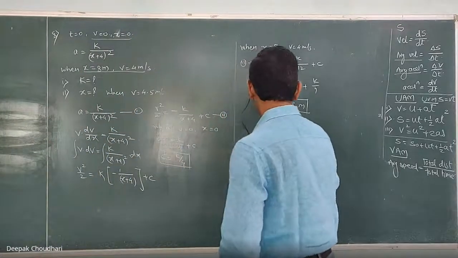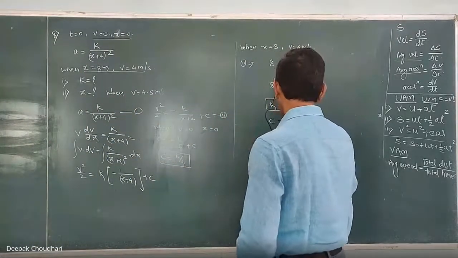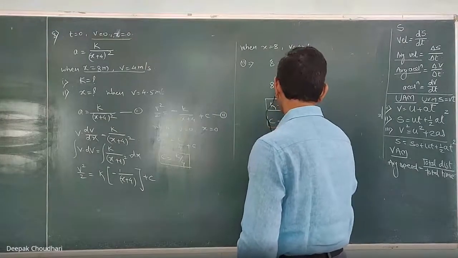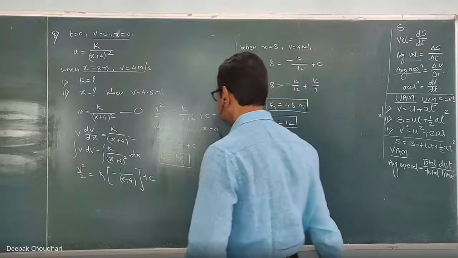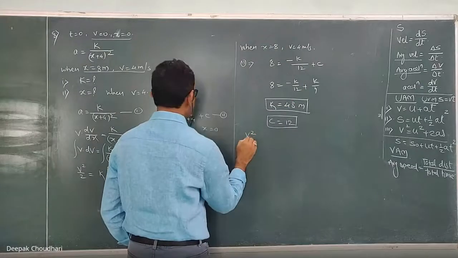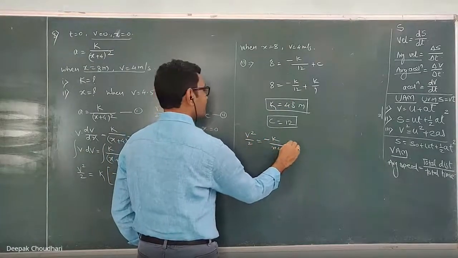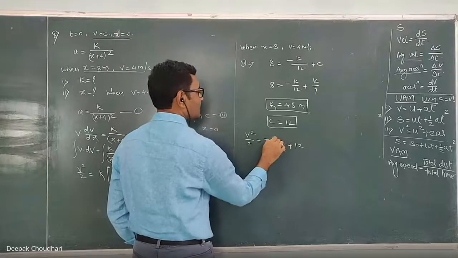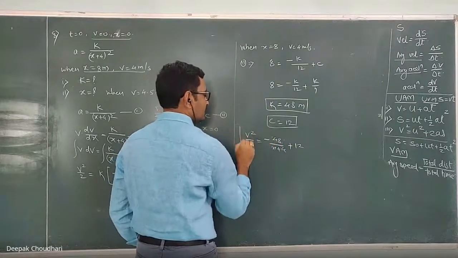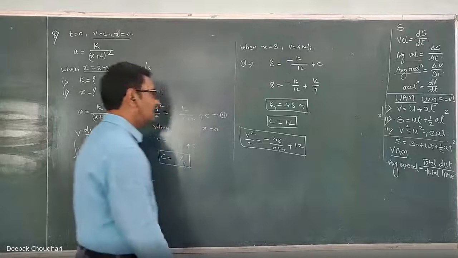Substituting this k equal to 48 in this equation, you will get c. So 48 upon 4, it is 12. C equal to 12. So the equation of velocity becomes v square upon 2 equal to minus k upon x plus 4, plus c, that is 12, where k is 48. This is the equation of velocity as a function of displacement.